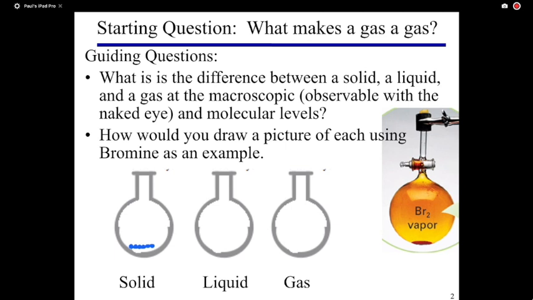Okay? Now, the liquid, on the other hand, they're still touching. But they're not just vibrating. They're actually moving. All right? And they have enough energy to move past each other, but they can't separate. They're always touching another molecule, but they move past each other. And so if you place them in a container, they will move to the edges and take up the shape of the container.